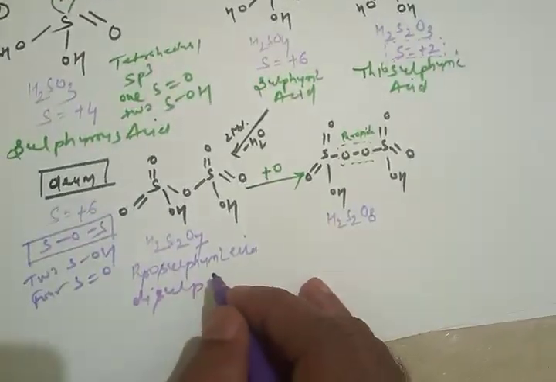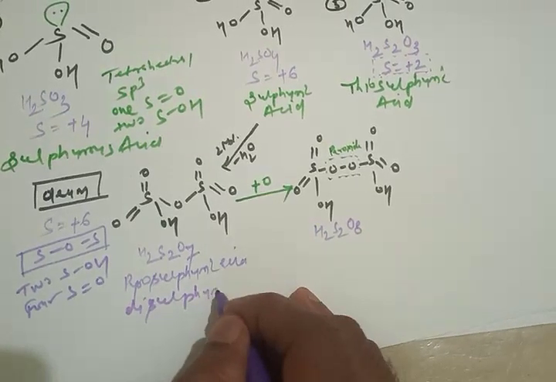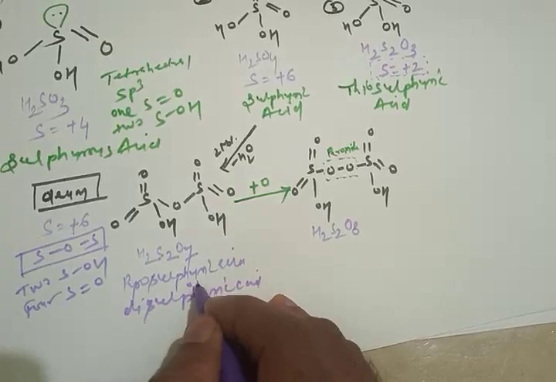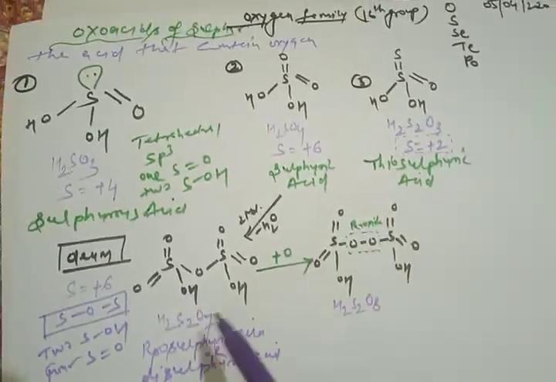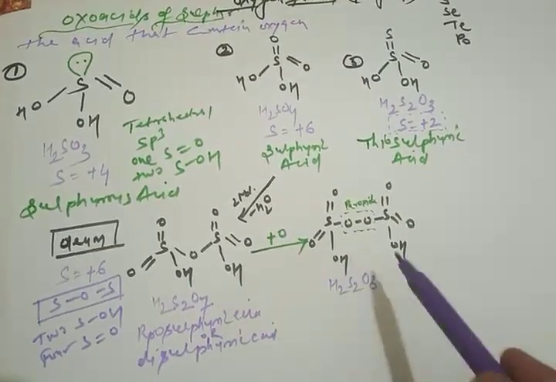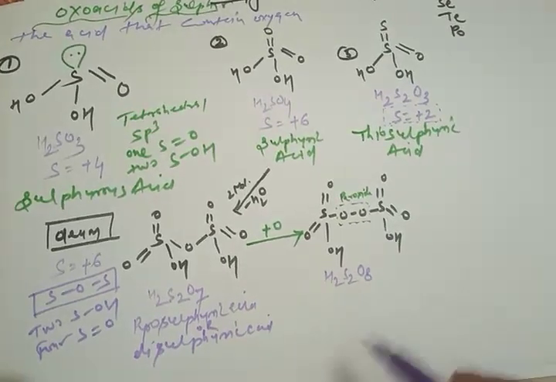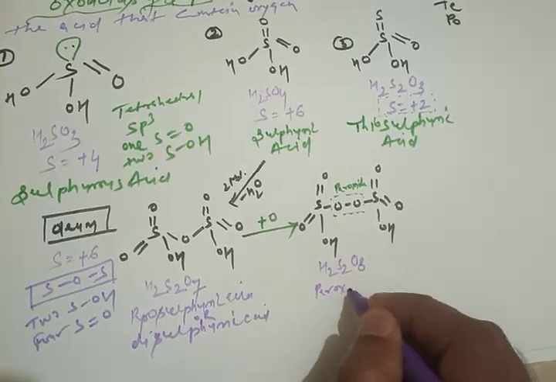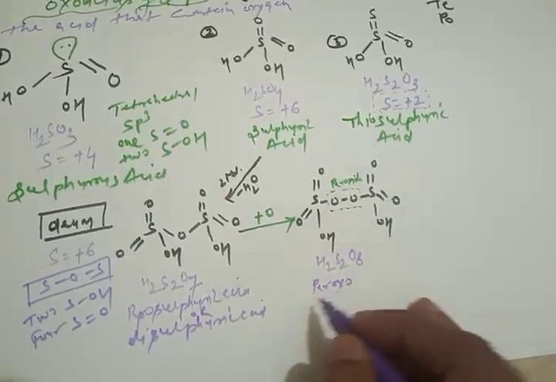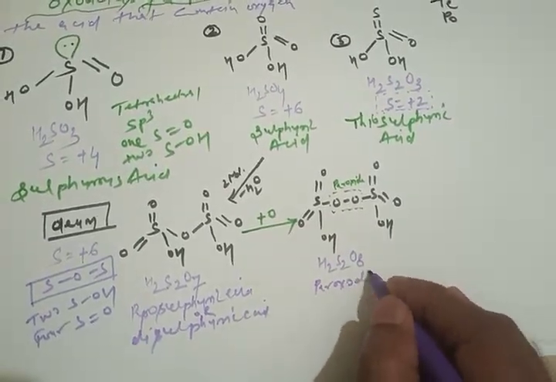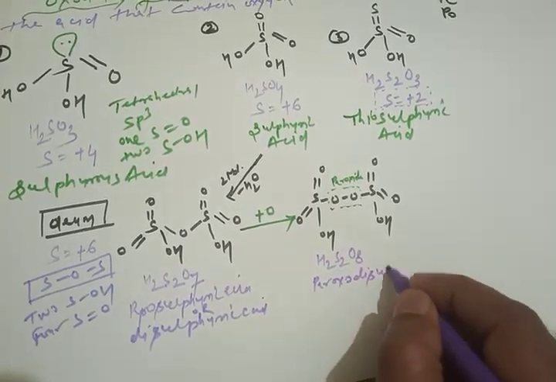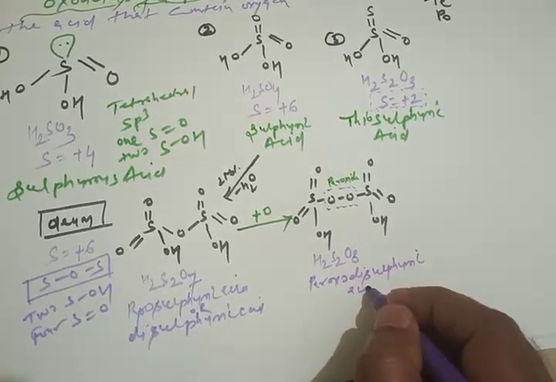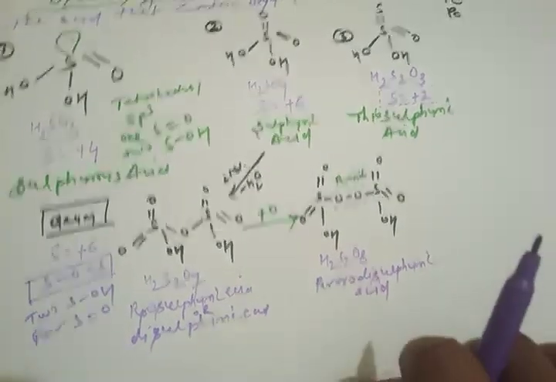Disulfuric acid is another name for pyrosulfuric. So the disulfuric acid, with the addition of one oxygen, will give peroxodisulfuric acid. Because of this peroxide linkage, the name is peroxo disulfuric acid.